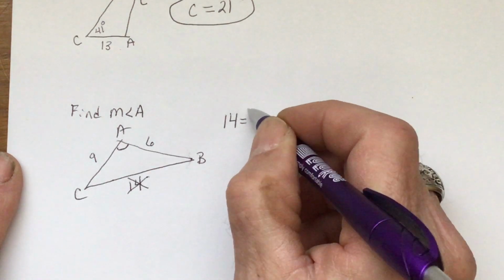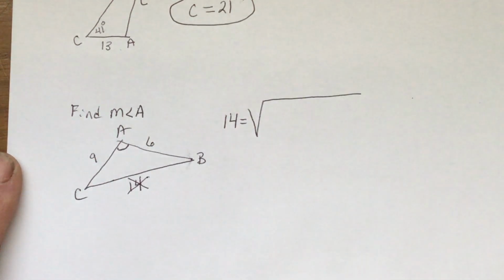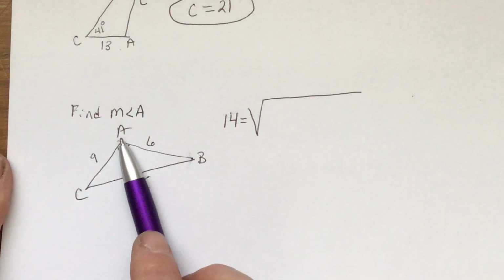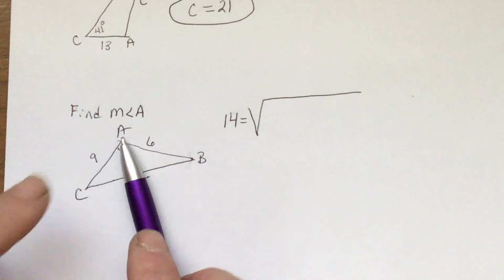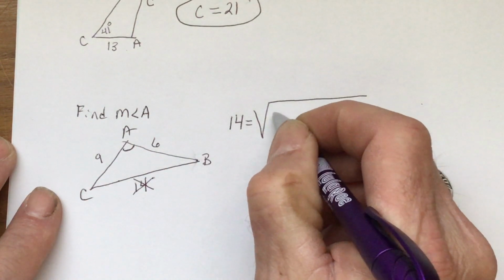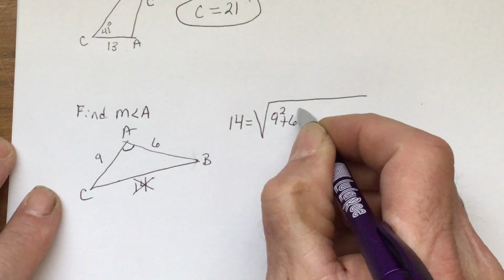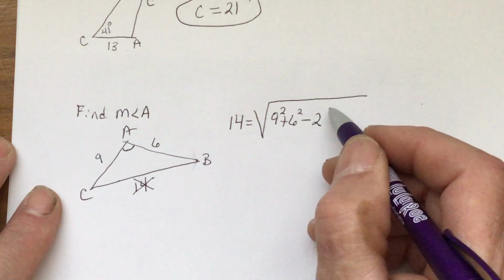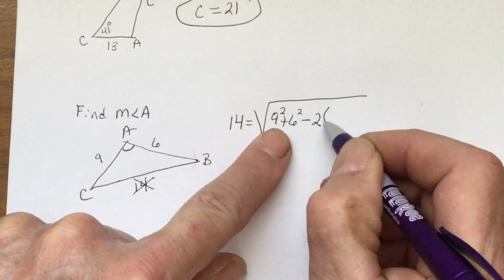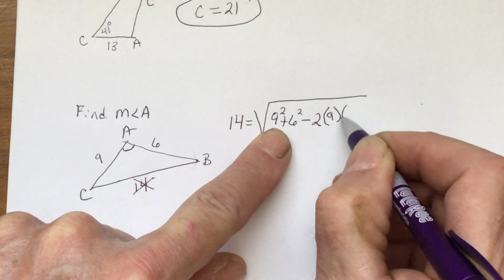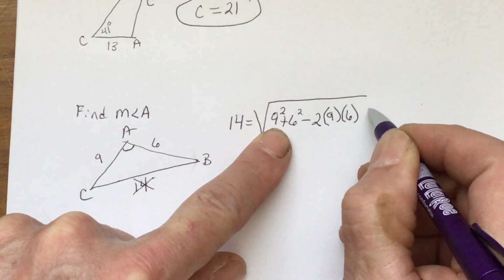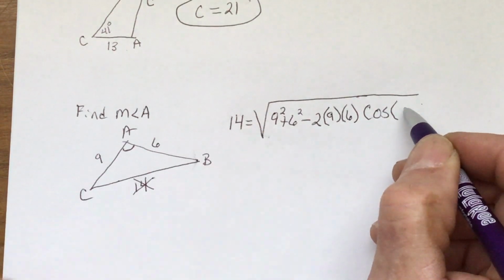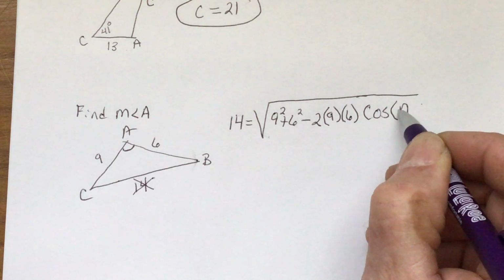14, and it's going to equal the square root. Now let's pick the two sides that have nothing to do with angle A. So 9 and 6. 9 squared plus 6 squared minus 2. See, it's going to be in every one of these, minus 2. Repeat these two numbers without the squares. Times 9 times 6 cosine. Now I don't have a number to put in here for cosine, it's just capital A.